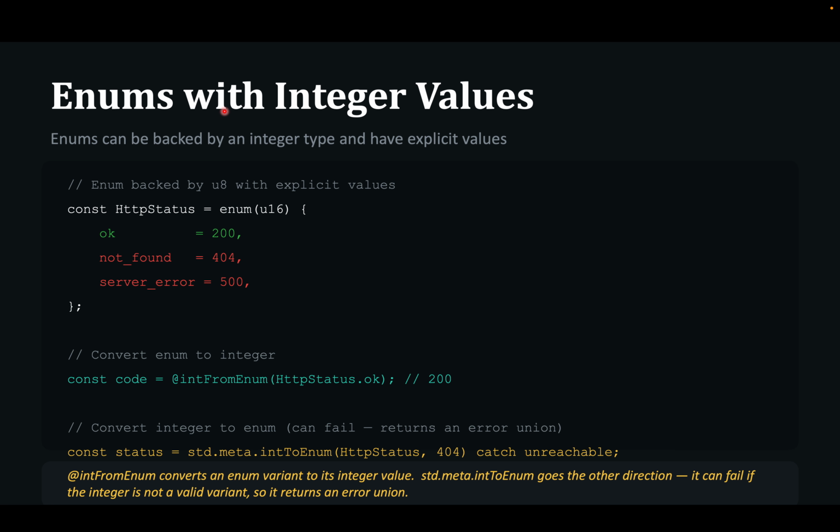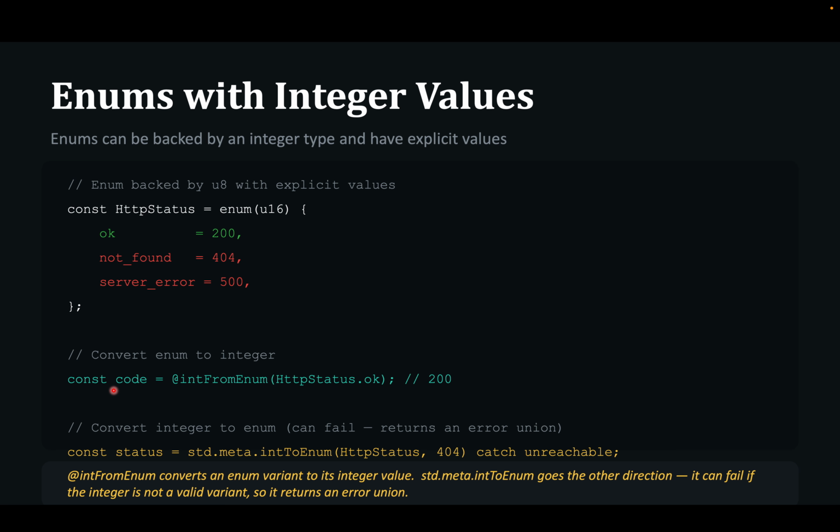Now, enums with integer values. Enums can be backed by an integer type and can have explicit values. That means OK can mean 200, and not found can mean 404. So converting an enum to an integer is possible, because now HTTP OK means 200. That means the value of code now becomes 200.